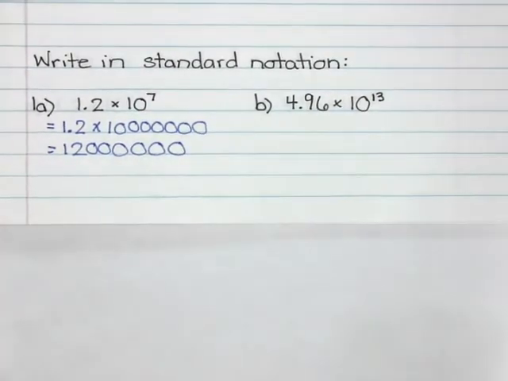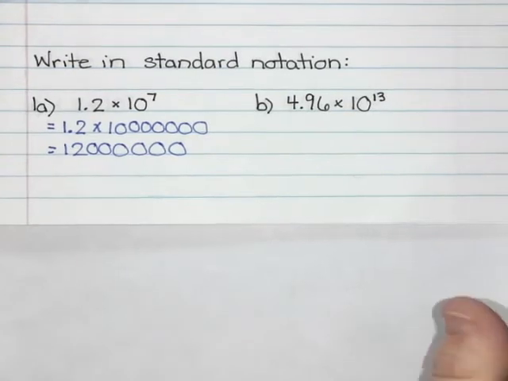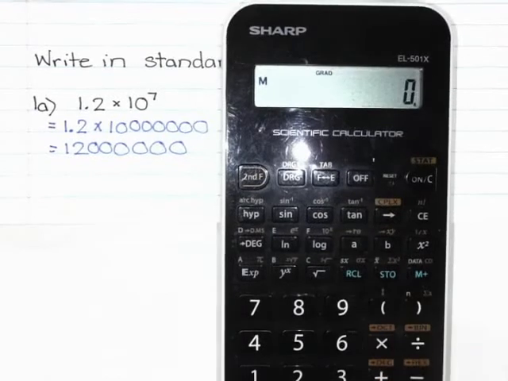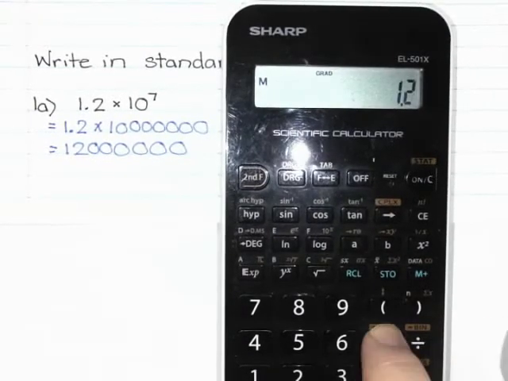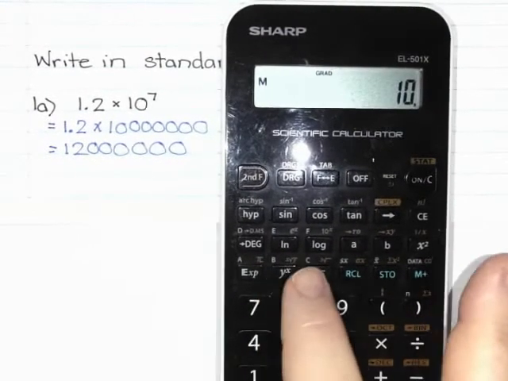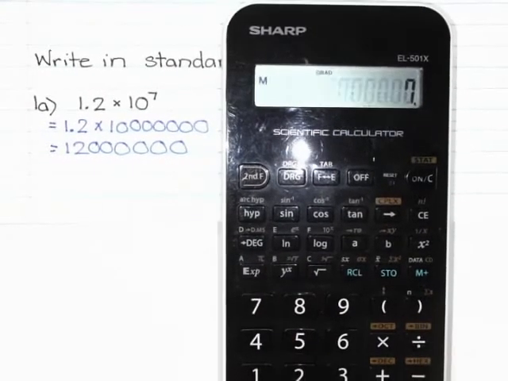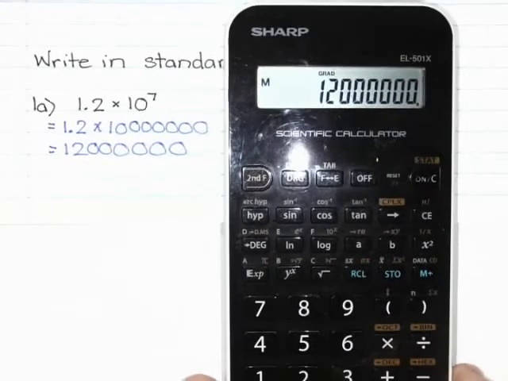So you can use your calculator to help you figure it out. You could, if you have a scientific calculator, actually do it all in one step. You can do 1.2 times 10 and then use your exponent button. So to the power of, and then I have 7, and that gives me my 12 million.